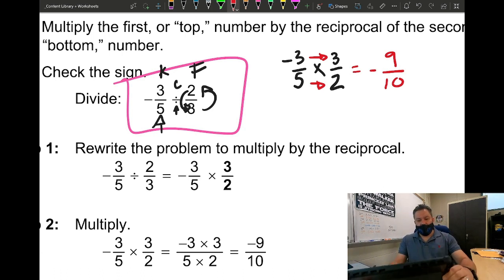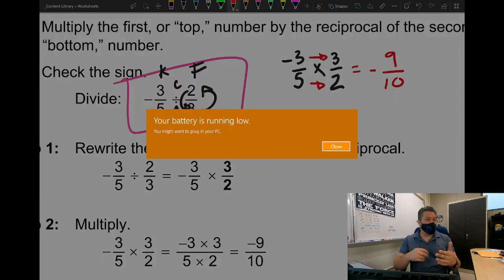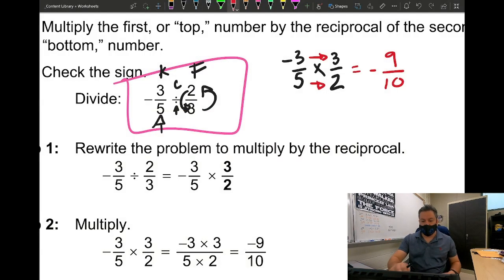Now, something that we also need to know about multiplying and dividing rational numbers is the sign rules. We're going to have to deal with sign rules, and these rules are going to be different from the ones for adding and subtracting rational numbers.